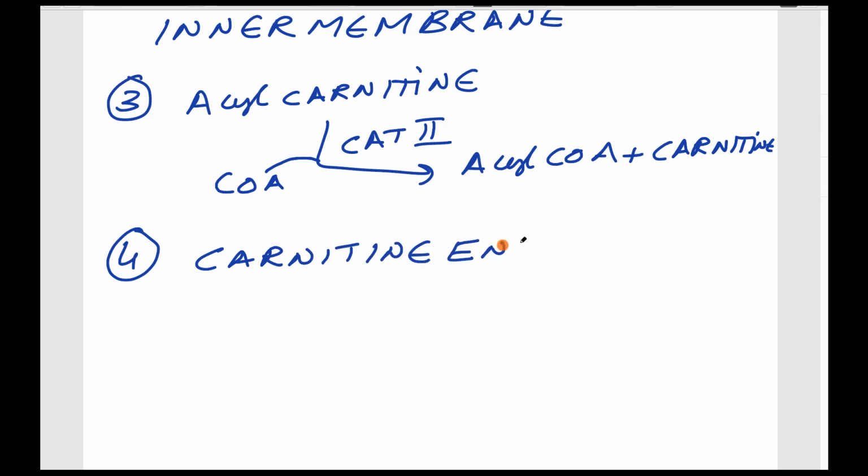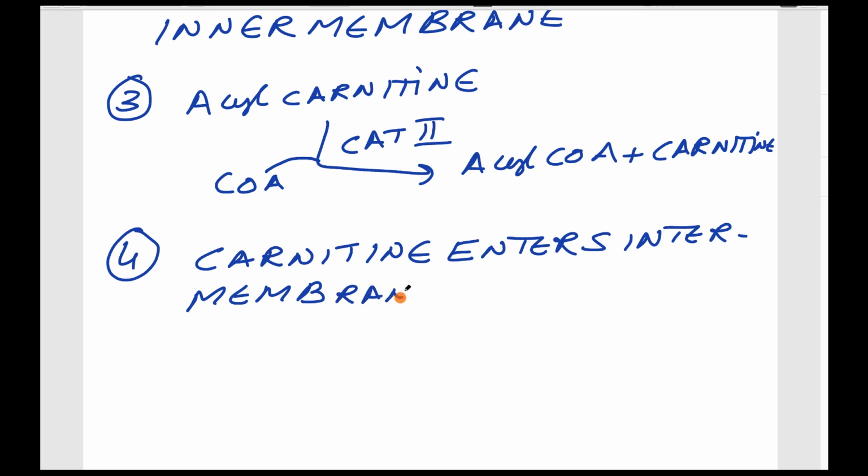Carnitine enters the intermembrane space and cytosol, as carnitine acyl transferase 1 is present on the outer membrane.